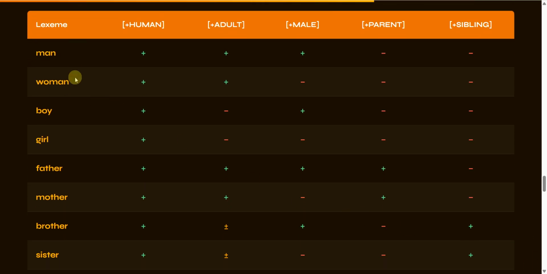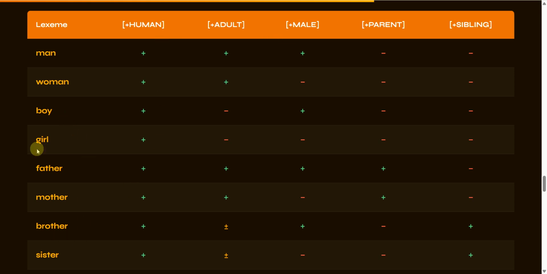So first, these are the lexemes: man, woman, boy, girl, father, mother, brother, sister. We decide on a category and then analyze the words to understand which one falls in which category. Here are some of the associated categories. Plus human means it is a human. Plus adult means that it should be an adult. Plus male means that this should fall into the category of male, plus parent means it should be a parent, and plus sibling means that it should be a sibling.